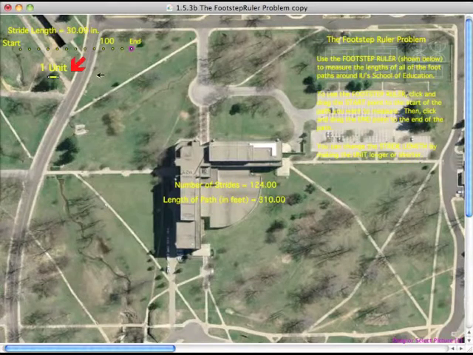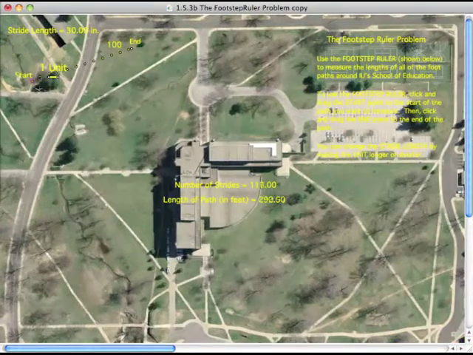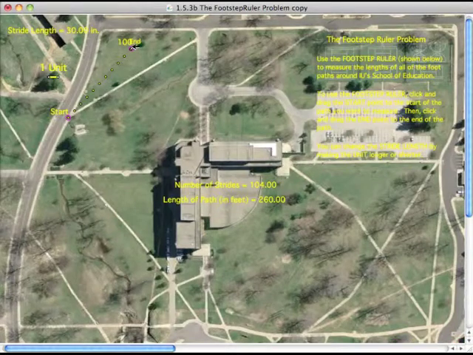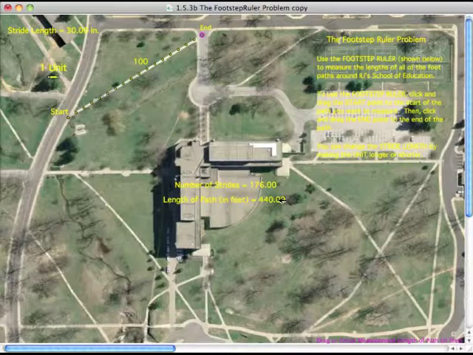First, use the unit slider to set the stride length to match your own stride length. Next, move the start of the footstep ruler to the start of a path that you want to measure. Then, move the other end of the footstep ruler to the end of this path. Sketchpad will automatically count the number of strides and the length of this path. Your homework assignment is to use the map and footstep ruler to estimate the lengths of all of the other footpaths shown on the map.